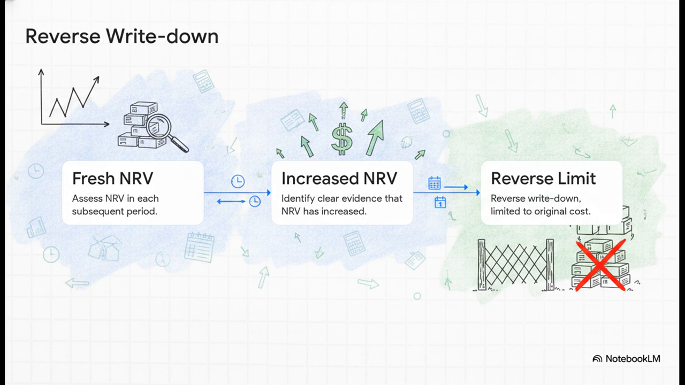However, there's a catch. The absolute ceiling for this reversal is your original cost. You are merely erasing the previous penalty. You are never, ever allowed to write inventory up to a value higher than what you initially paid for it. This rule perfectly maintains the standard's core mandate: never overstate the asset.